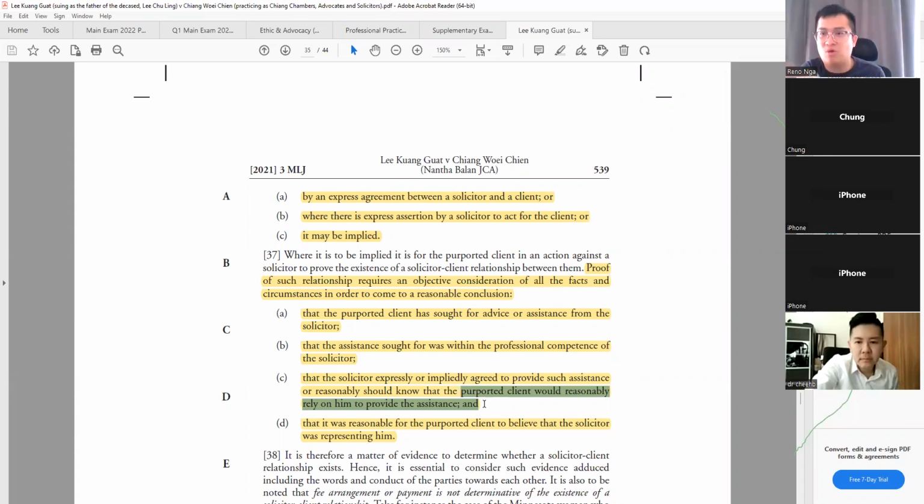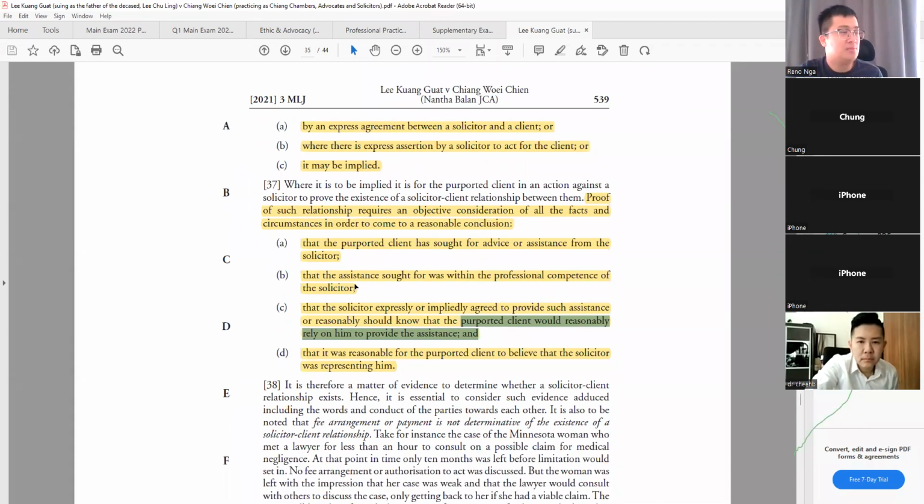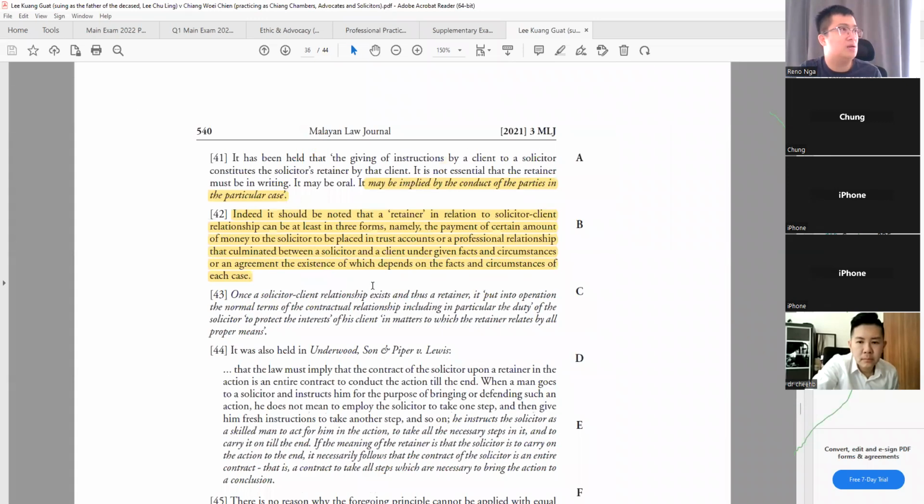Or must not make payment, also can consider that as a relationship. So I don't think the court will say that, but it's more like the court will consider the situation. Okay, so this is the factor the court will consider. Let me see, here. It may be employed by the conduct in the party in particular case.